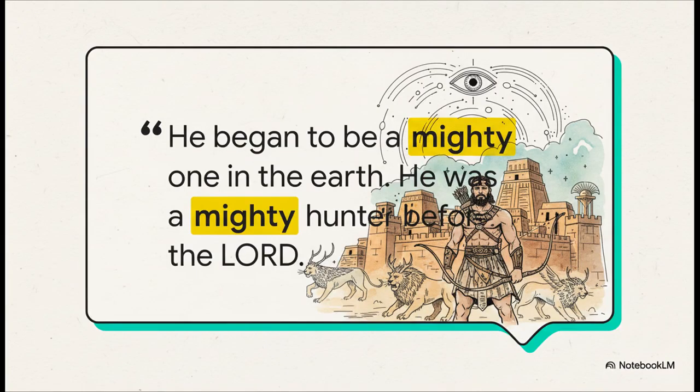And then, all of a sudden, the genealogical list just pauses. The text zooms in on one man, Nimrod, a descendant of Cush, and instead of just getting another name, we get a description. The author tells us this guy was a mighty one, a mighty hunter. This little narrative break is a huge signal that this guy, Nimrod, is incredibly important.